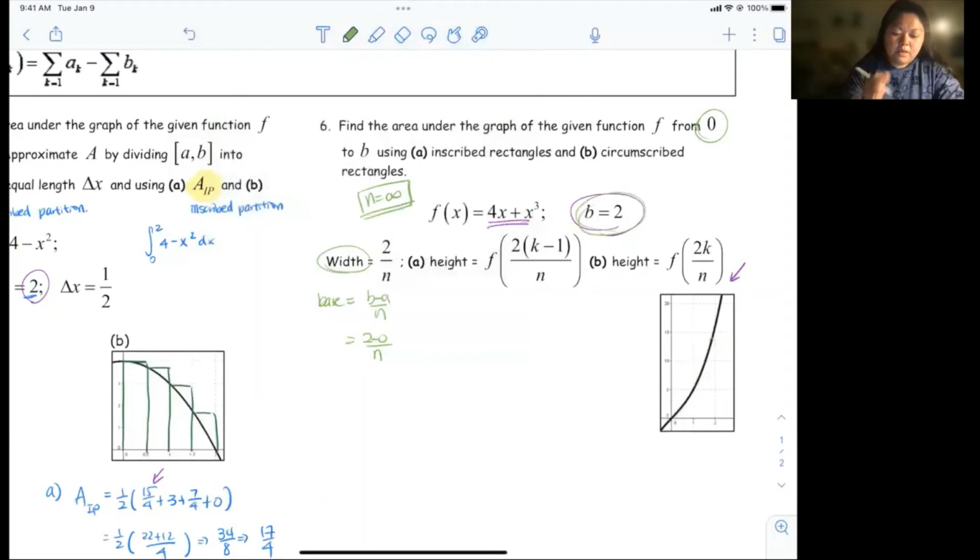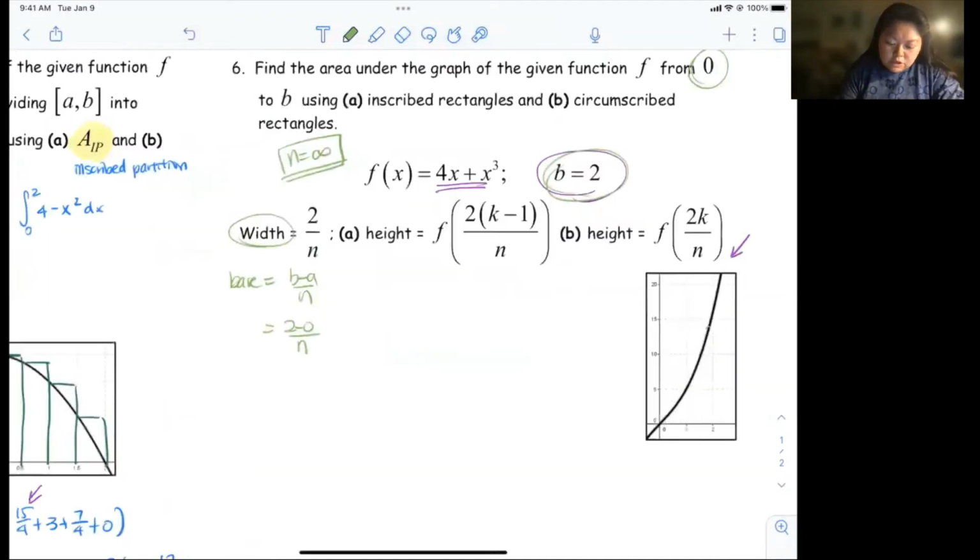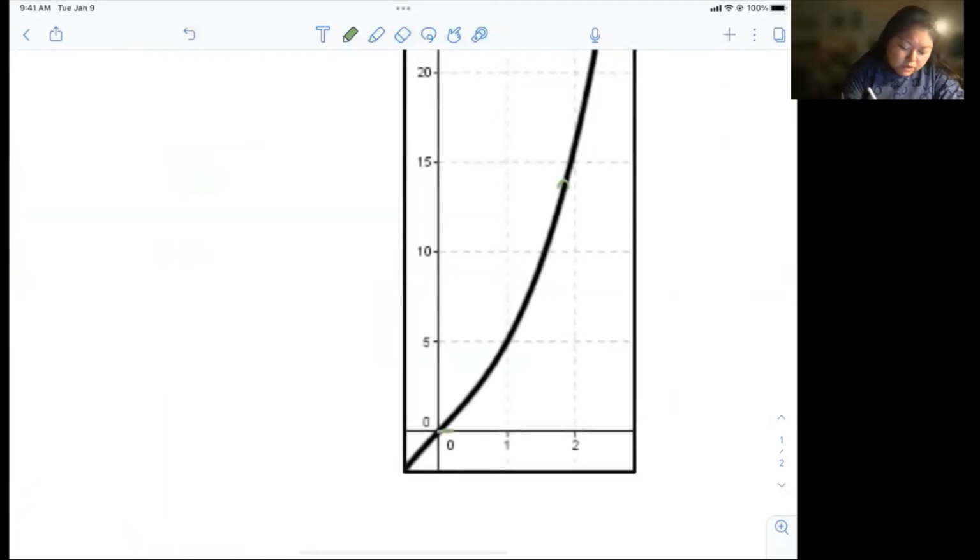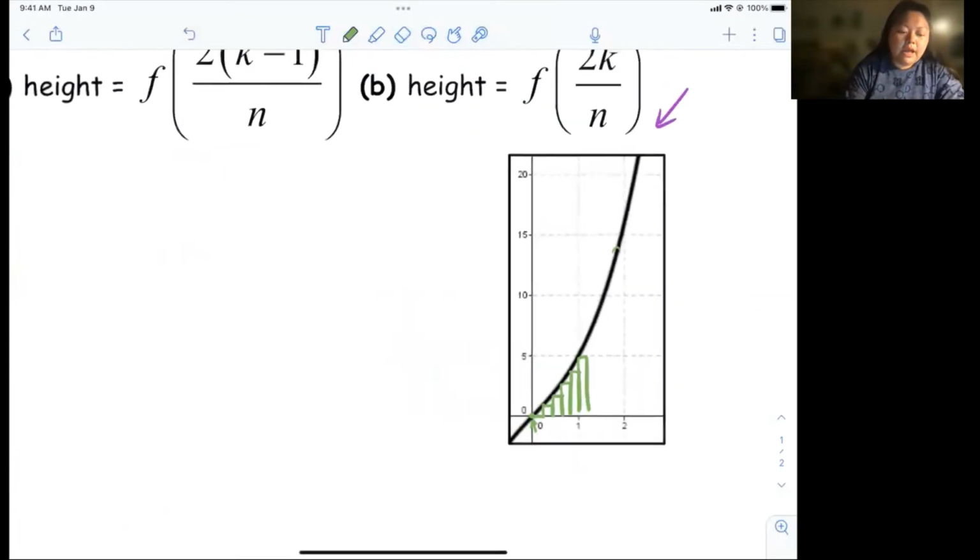Okay. All right. So the inscribed rectangle in this shape, if I zoom in, will start with the left-hand side, because it starts here on the left-hand side, right? So all my inscribed rectangles are going to start on the left end. I'm going to start at 0, right? I'm going to start at 0.